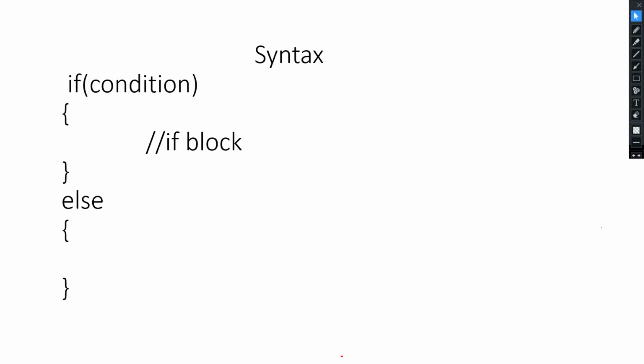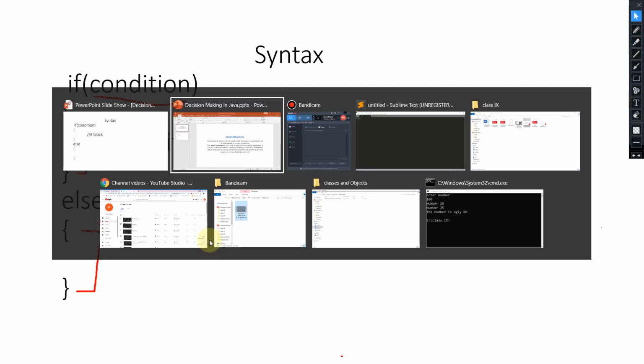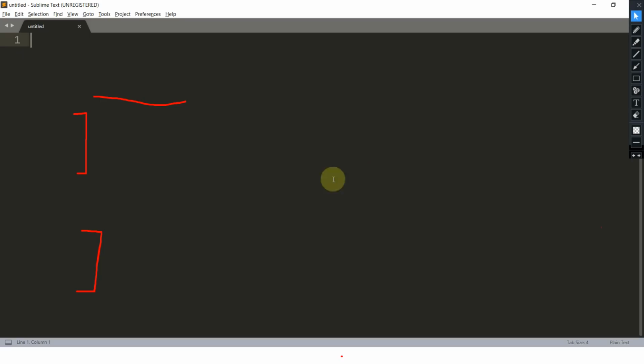Now see the syntax of if. Children, here you can see that if this given condition is true, this if block will get executed. Otherwise, this another block of statements will get executed. So now first of all, we are going to do some examples of conditional if. Let us see that.